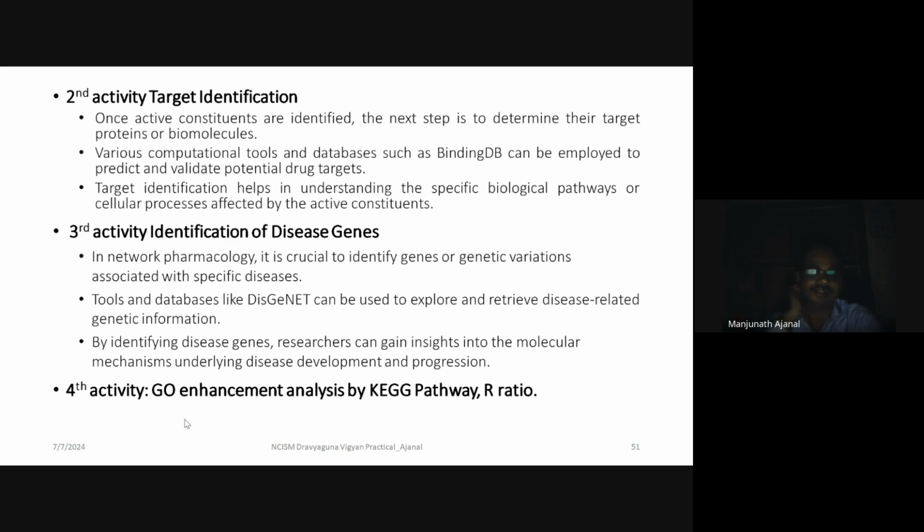This is what is called gene ontology enrichment analysis by KEGG pathway or R ratio.